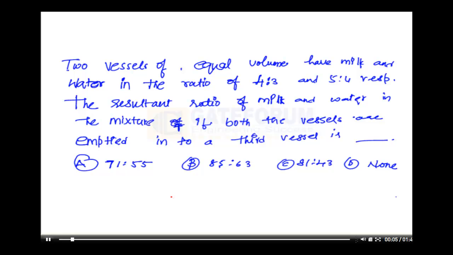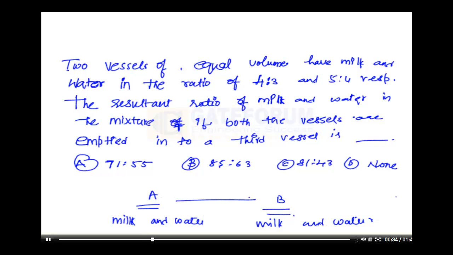Ratio of 4:3 and 5:4 respectively. The resultant ratio of milk and water in the mixture, if both the vessels are emptied into a third vessel, is how much? Now looking, there are two vessels. Let the vessels be some A and B, which contain milk and water. Similarly, milk and water. And it is also given that they have equal volumes. Let the volume be some x liters.